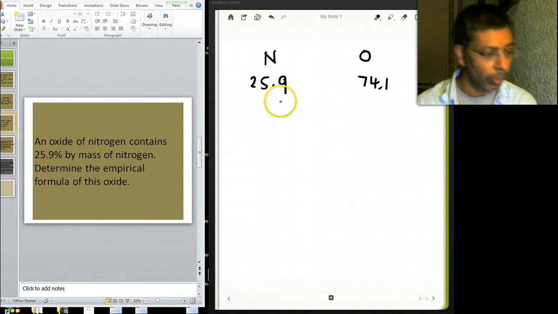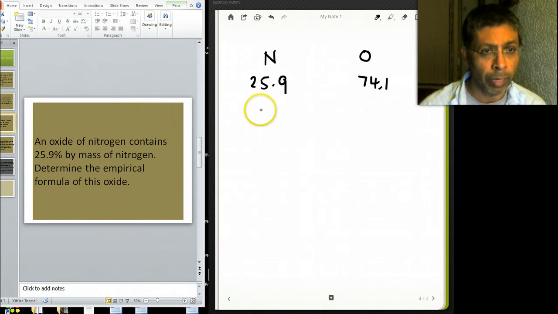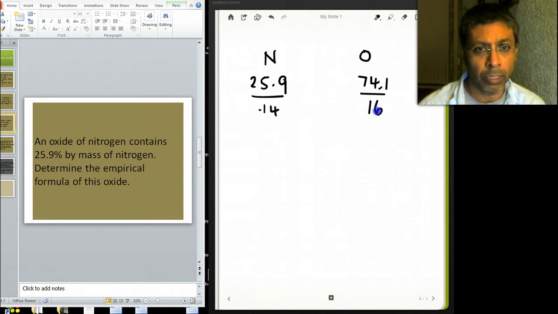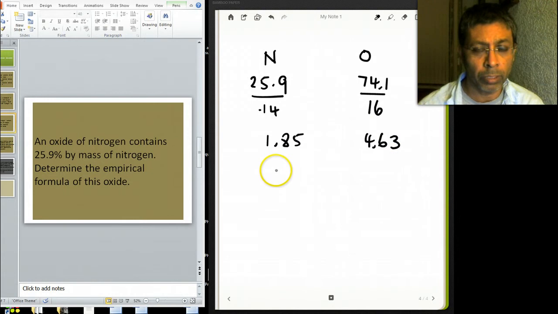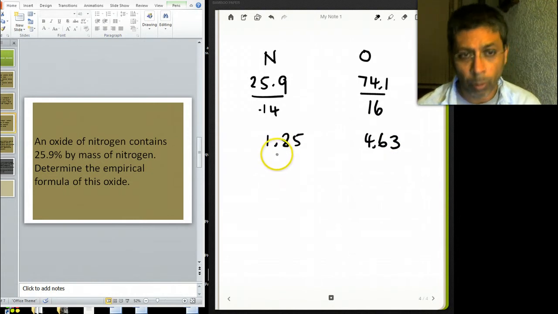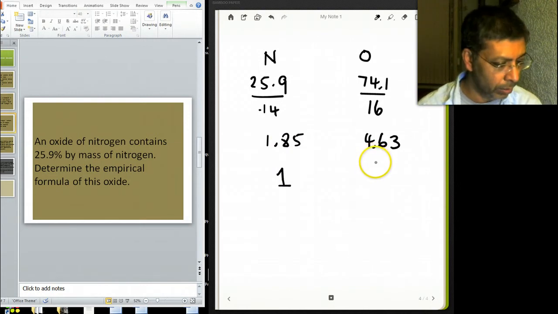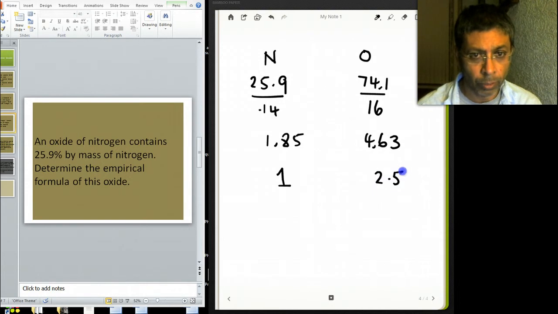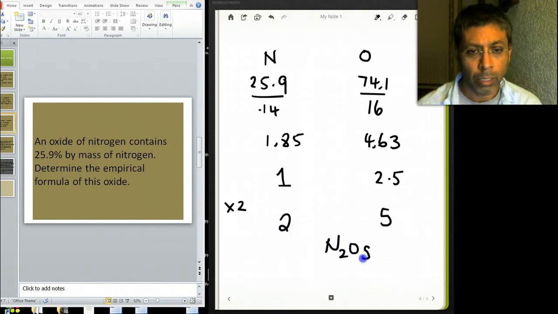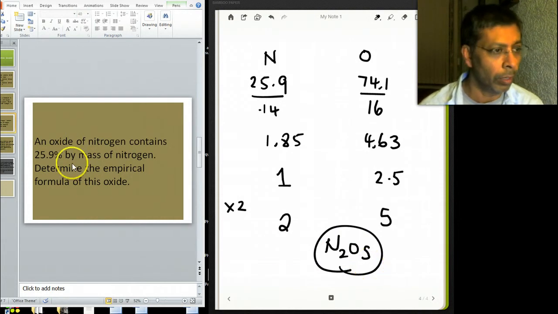Subtract that from 100. Now you divide by the atomic mass, so divide by 14 there, and divide by 16 there, and we get 1.85 and 4.63. Now divide by the smallest, which is that. So 1.85 divided by 1.85 is 1, and 4.63 divided by 1.85 is 2.5. Okay, notice you got 0.5, so you're going to double everything, and you get 2 and 5. So our answer is N2O5. Great. Let's go to the next one.